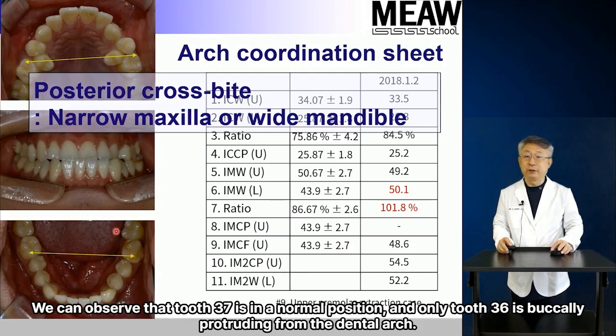We can observe that tooth 37 is in a normal position, and only tooth 36 is buccally protruding from the dental arch.